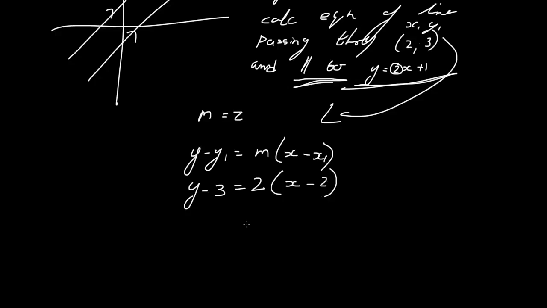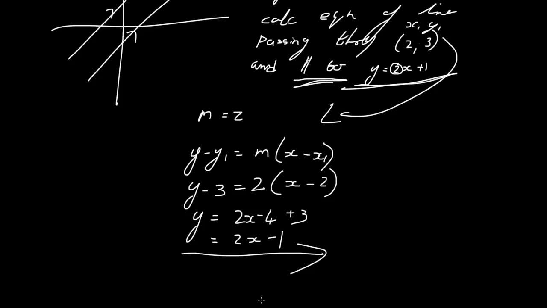Then we multiply out and write it in the gradient form. So y is equal to 2x minus 4. Just multiply that out, and I'm going to take the 3 across, plus 3. y is equal to 2x minus 1. And there you go. There's the solution to that question.